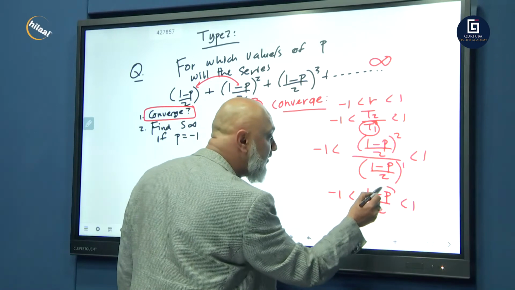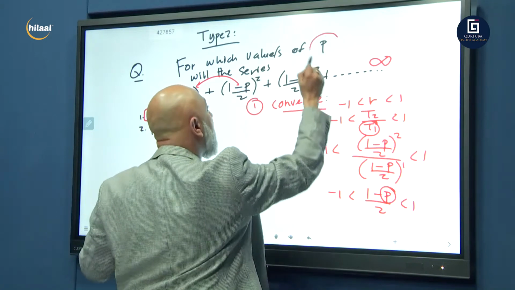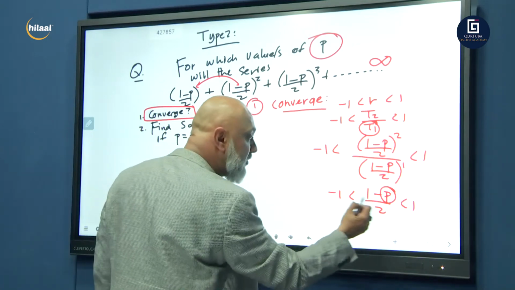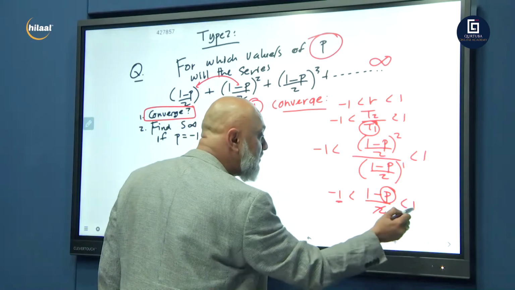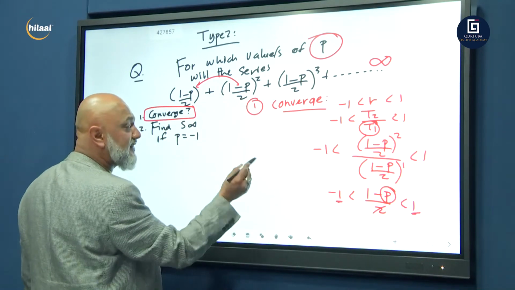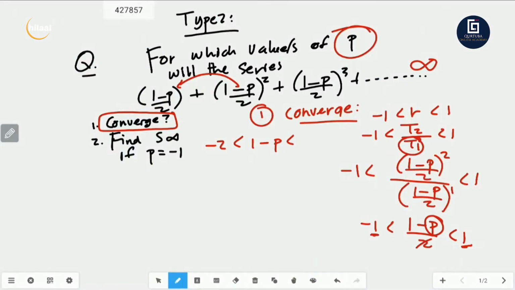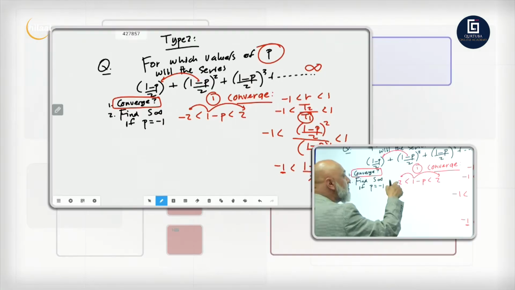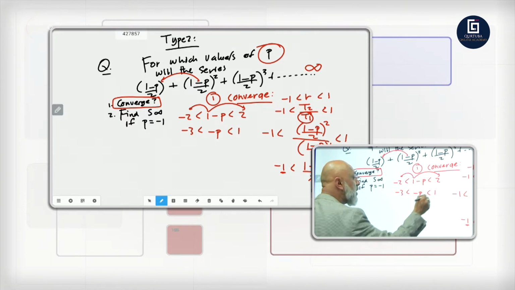We now need to solve for P, because what does the question ask you? For which values of P? So now we need to solve it as a double inequality. Multiply this side by 2, multiply that side by 2. So minus 2 less than 1 minus P less than 2 times 1, which is 2. Let's solve for P. Take the 1 over on both sides. Minus 2 minus 1, minus 3, less than minus P, less than 2 minus 1, which is 1.